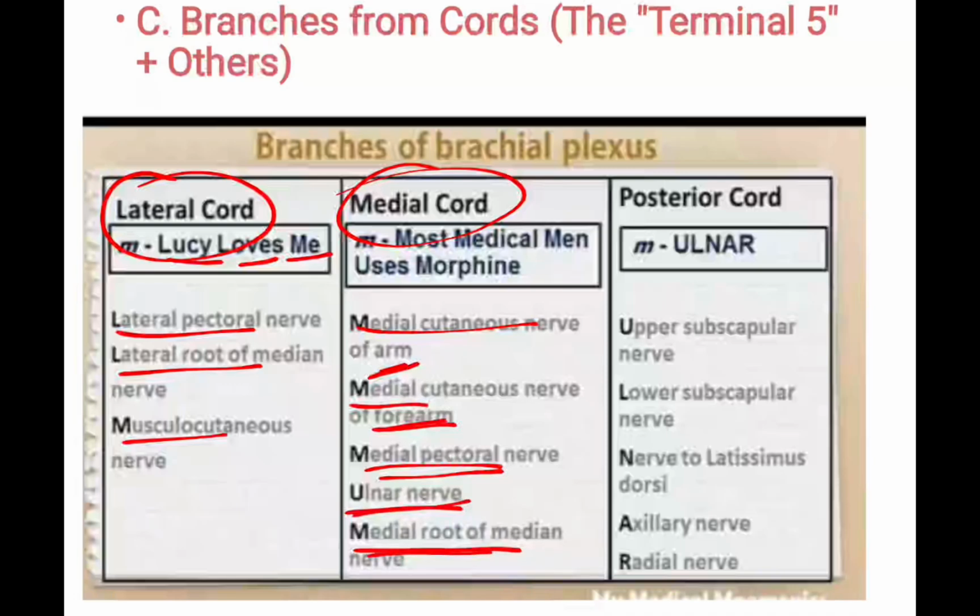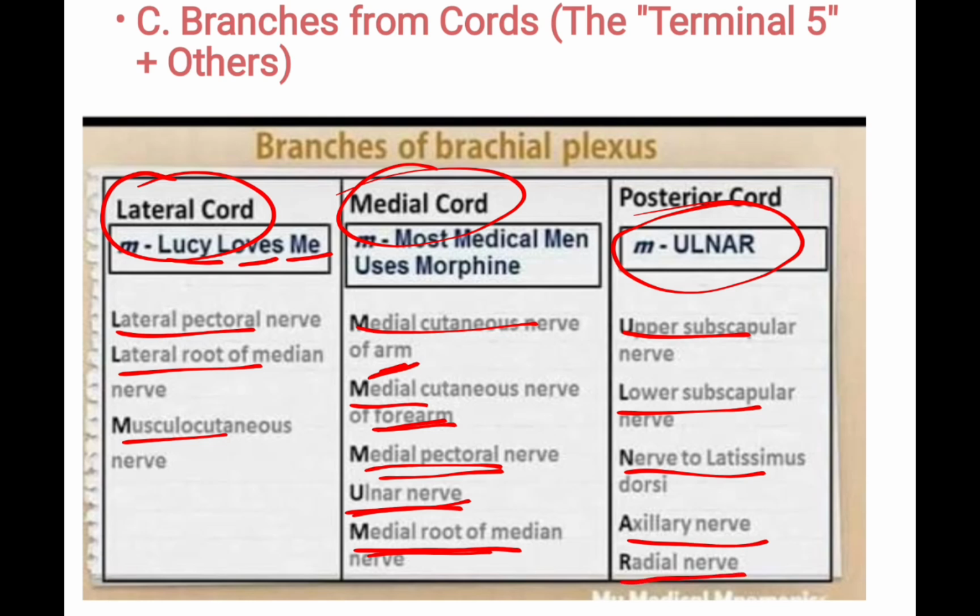For the posterior cord, we have the mnemonic ULNAR. Just use the mnemonic ULNAR. We have the upper subscapular nerve, the lower subscapular nerve, the nerve to latissimus dorsi, the axillary nerve, and the radial nerve.